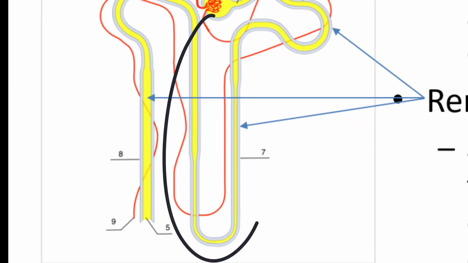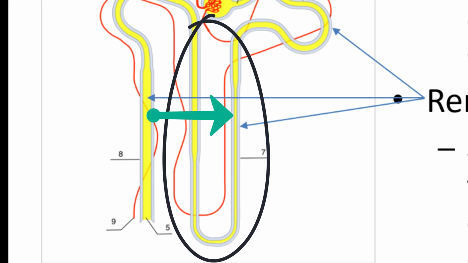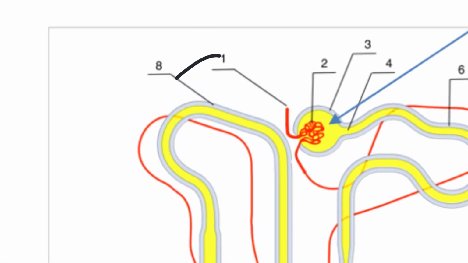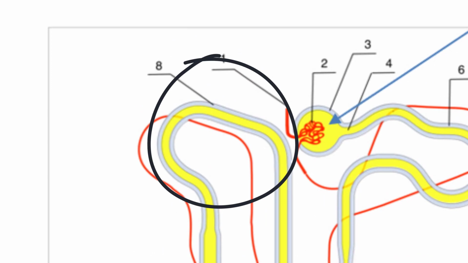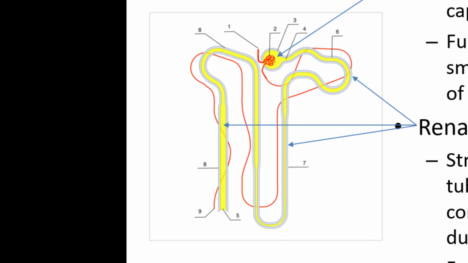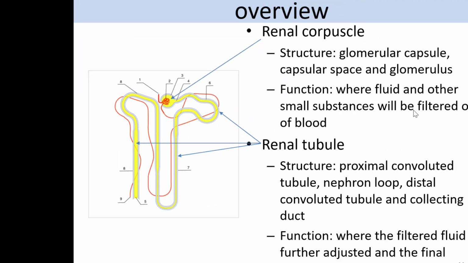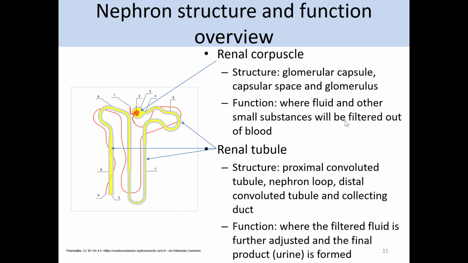From there, the tubular fluid will flow into something called the nephron loop. The nephron loop has a descending limb and then an ascending limb. The ascending limb leads to the next part of the renal tubule, which is the distal convoluted tubule. The distal convoluted tubule then flows into the collecting duct. The collecting duct is the last part of the nephron, so this is where we get our final product of urine. And then from the collecting duct, the urine will be put into minor calyces of the kidney.